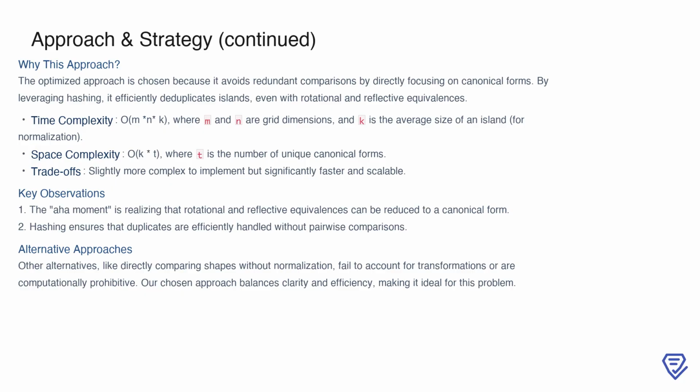One of the key observations here is that the real breakthrough comes from understanding that all rotational and reflective variations can be condensed into a single canonical form. This eliminates the need for exhaustive pairwise comparisons. Alternative methods, such as directly comparing shapes without normalization, fail to account for transformations or become computationally prohibitive. By balancing clarity and efficiency, this approach provides an ideal solution to the problem of counting distinct islands.